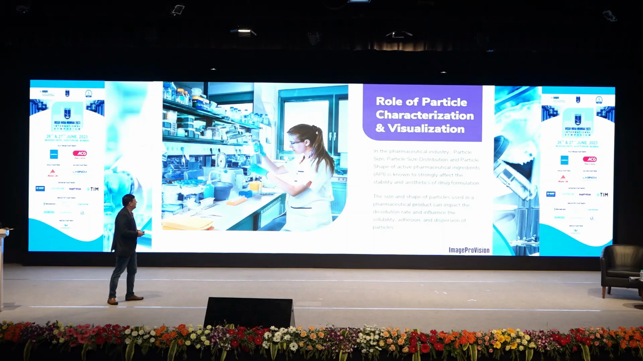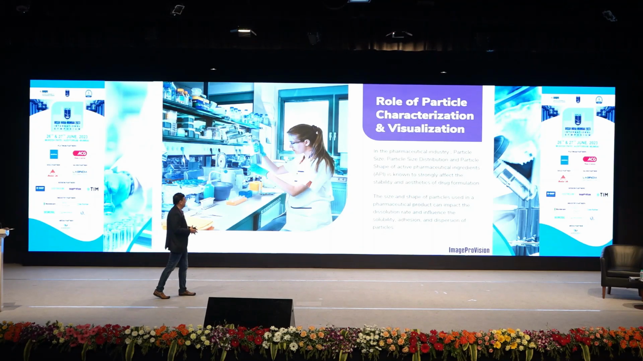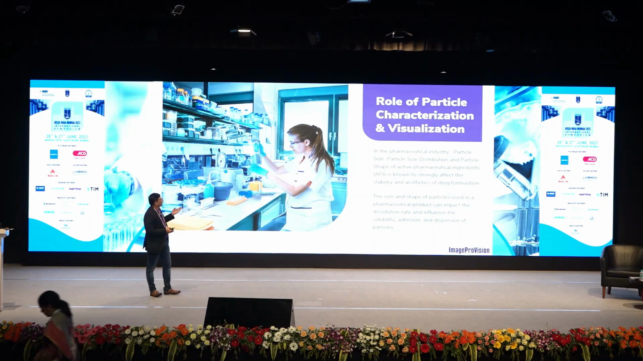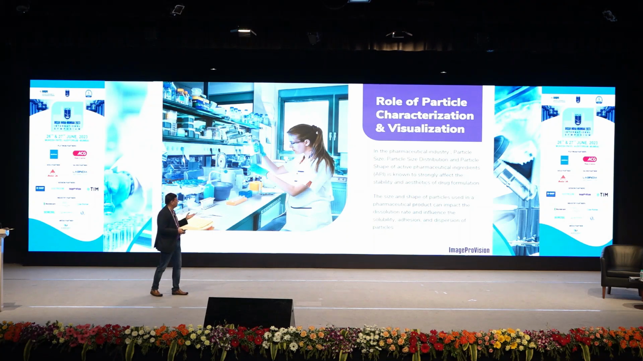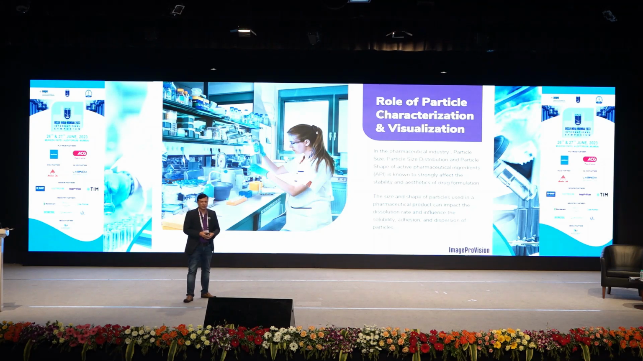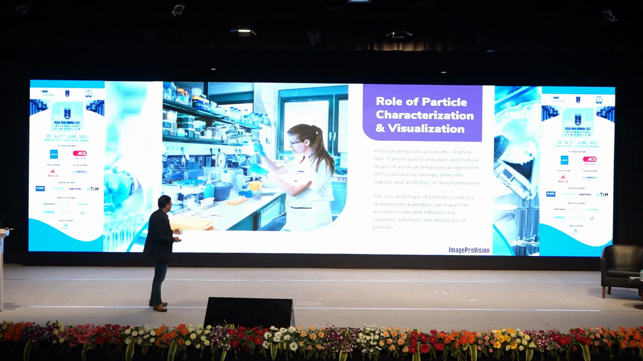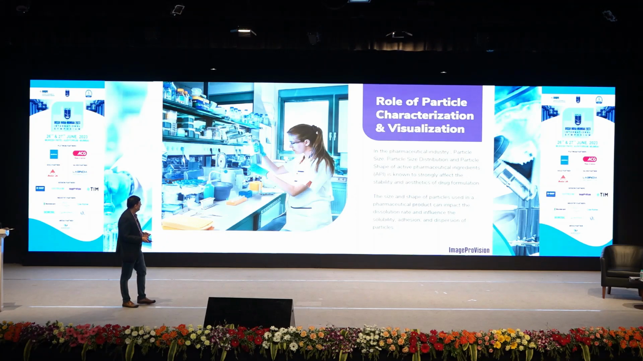We are talking since morning about the role of particle characterization and visualization. In the pharmaceutical industry, particle size distribution and particle shape of the active pharmaceutical ingredient are known to strongly affect the stability and the aesthetics of drug formulation. The size and shape of particles used in a pharmaceutical product can impact the dissolution rate and influence the solubility, adhesion, and dispersion of particles. That we all know. So what is the difference we are bringing in?